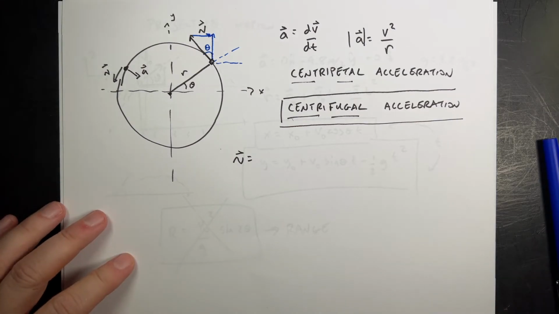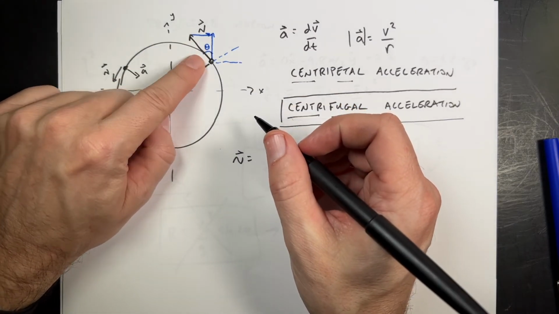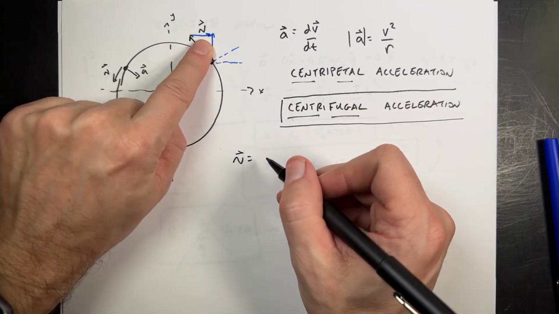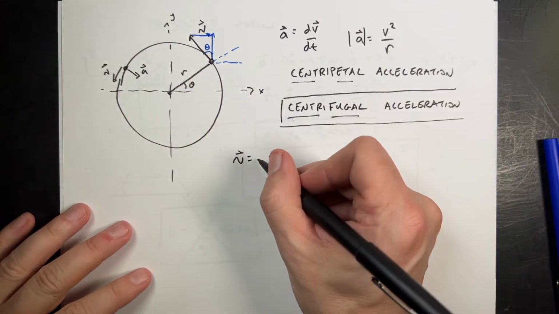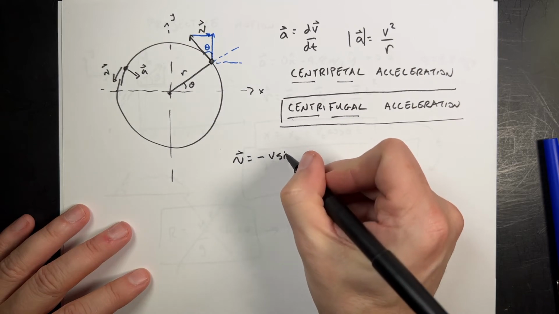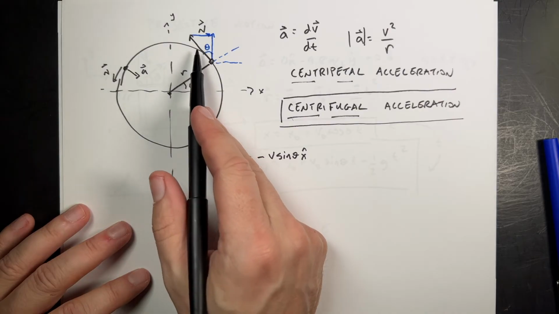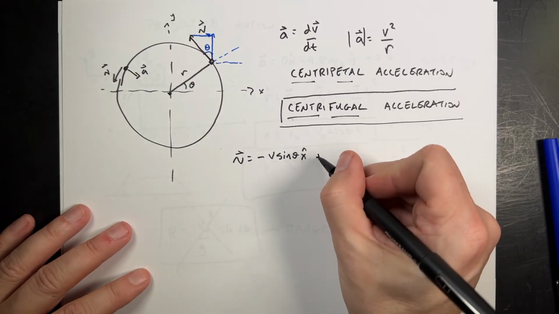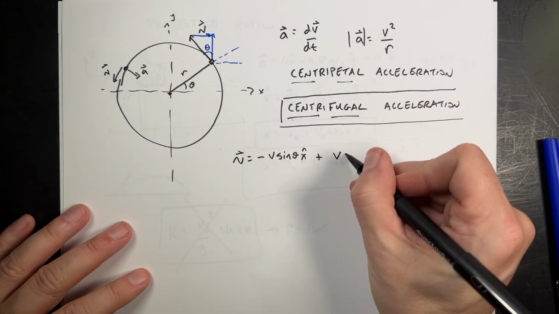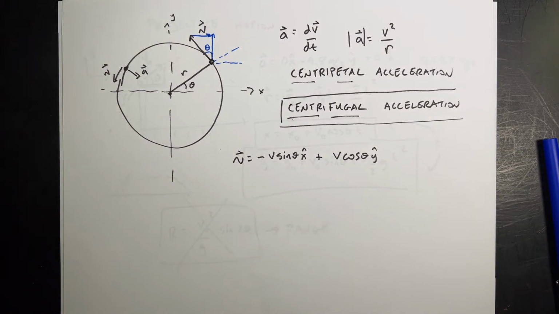So I can write this as the following vector. The x component is going to be the magnitude of the velocity, v, but it's in the negative x direction, right? It's moving this way. So it's going to be negative v sine theta x hat, because that's the opposite side of this right triangle. And then the y component is going to be v cosine theta y hat. So that's my velocity vector.